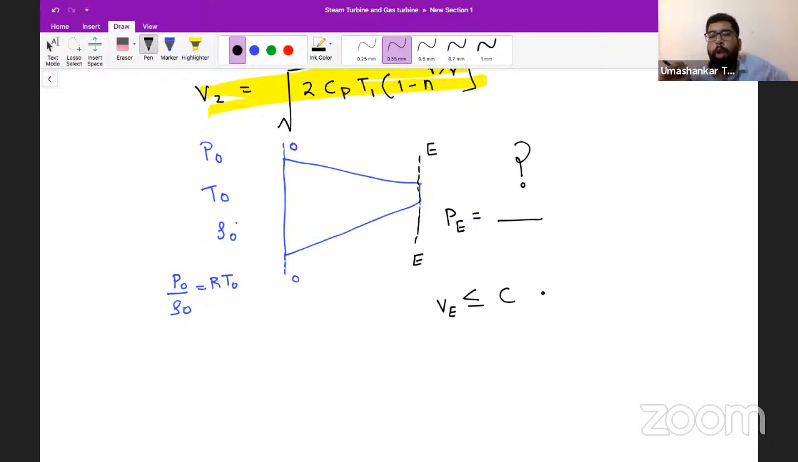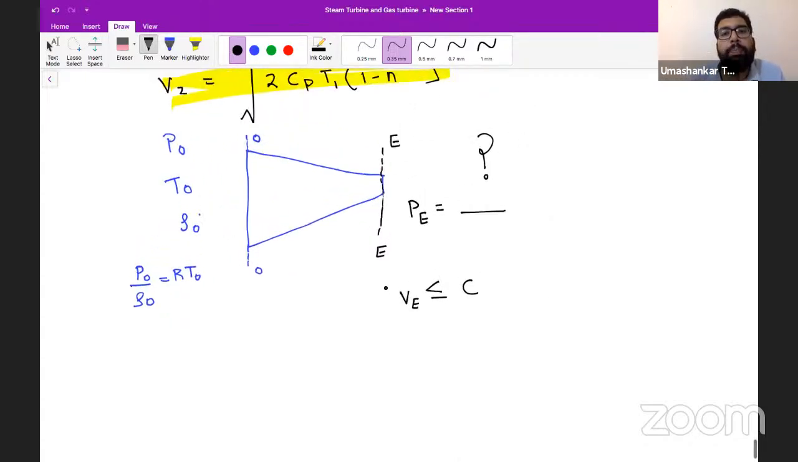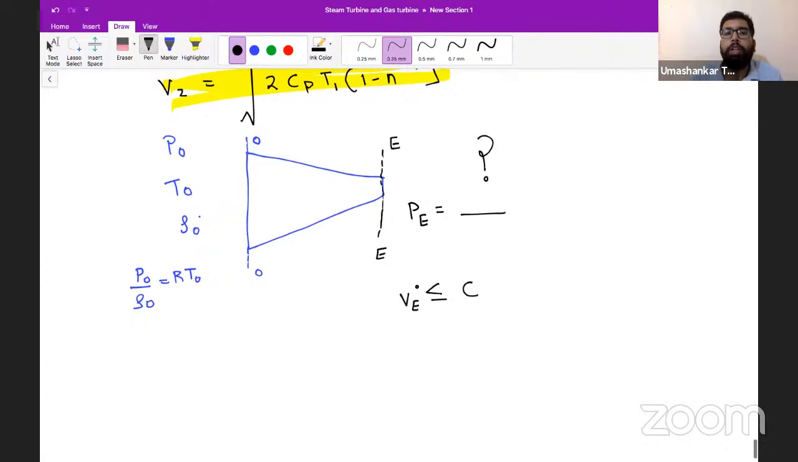So now, can you understand this fact that with decrease of pressure, the velocity also increases? With decrease of pressure, velocity increases. So there will be some pressure corresponding to this velocity of sound below which pressure cannot be decreased. That pressure is called the critical pressure.